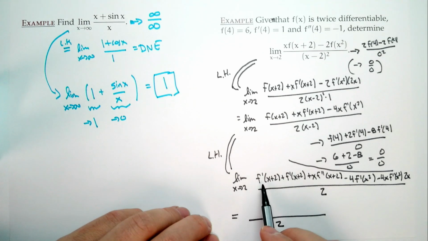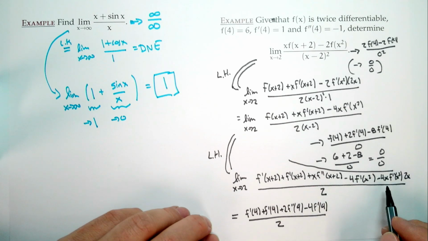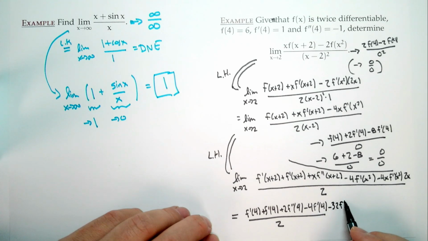Well, what? F prime of 4 plus another f prime of 4. Oh, actually, that's a... All right, plus f prime of 4 plus 2 f double prime of 4 minus 4 f prime of 4. Then this will be minus 8. Hold on. Then there's another 4 here. So that's actually going to be a lot. That's going to be 8x squared. So that's 32. Wow, that's a big number. F double prime of 4.